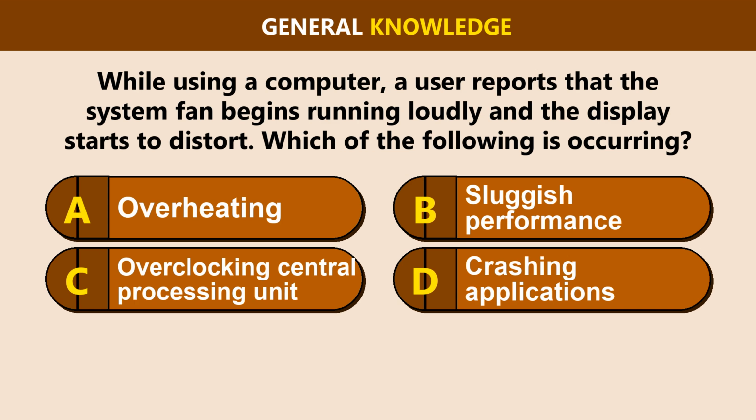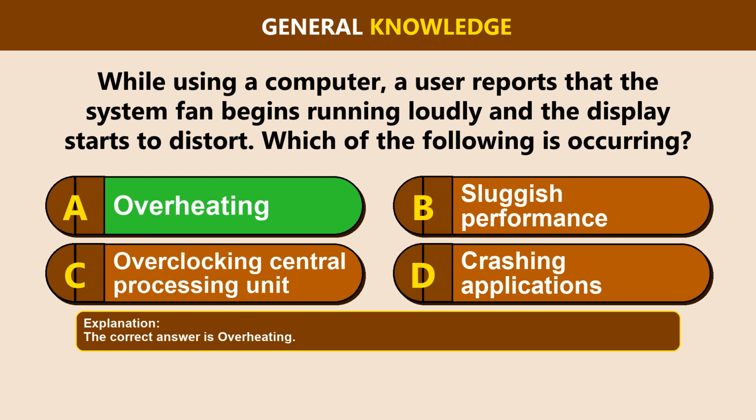Question 16. While using a computer, a user reports that the system fan begins running loudly and the display starts to distort. Which of the following is occurring? Option A, overheating. Option B, sluggish performance. Option C, overclocking central processing unit. Option D, crashing applications. The correct answer is option A, overheating.